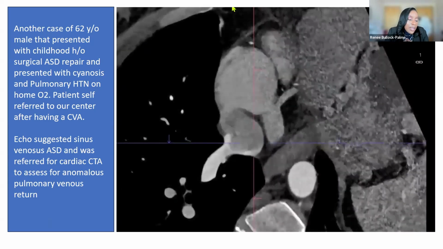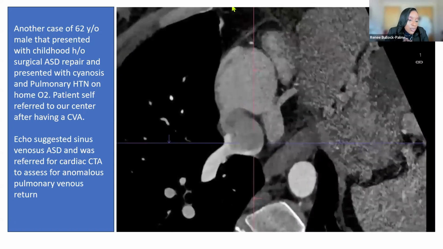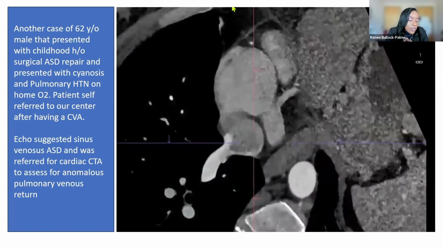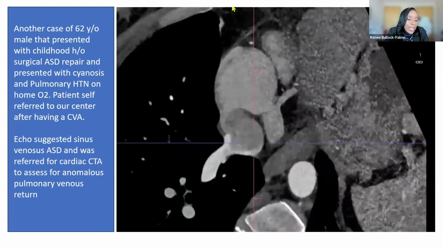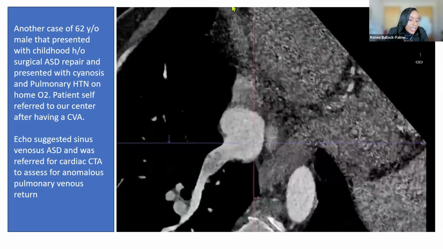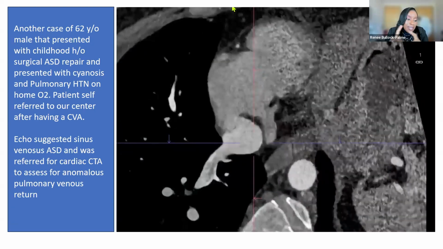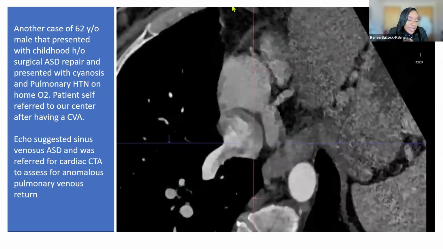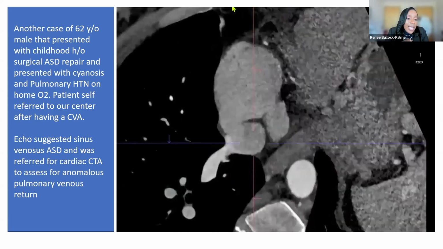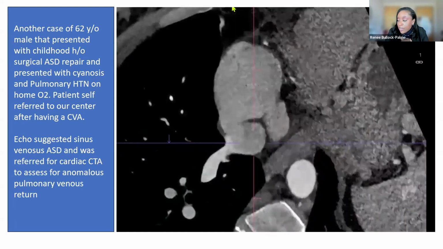The echo that was sent to us with the patient showed that he had a PFO, and that was thought to be the source of his stroke. And, can he have this closed percutaneously? The echo that we did actually suggested otherwise, because it suggested that he likely had a sinus venosus ASD, and we actually had to do a TEE to reach a diagnosis of the suspected sinus venosus ASD, and he was referred to us for the cardiac CT to look for anomalous pulmonary venous return.